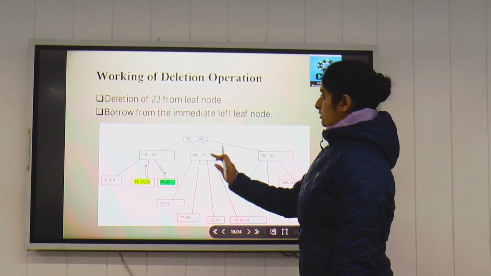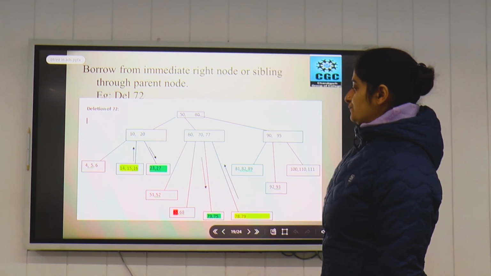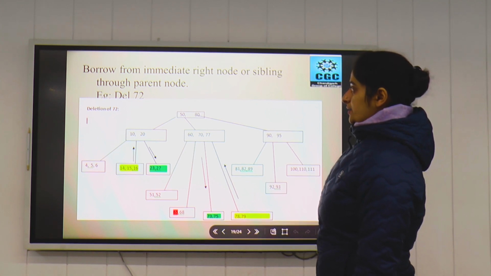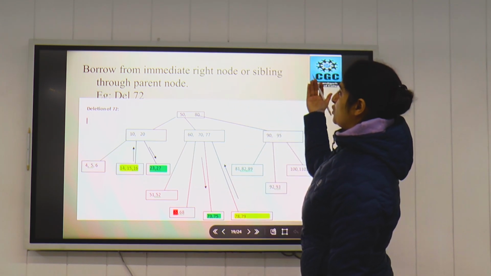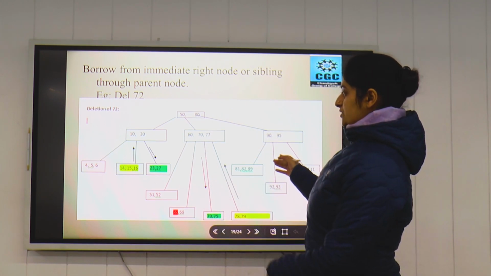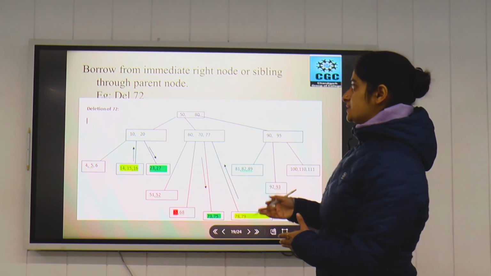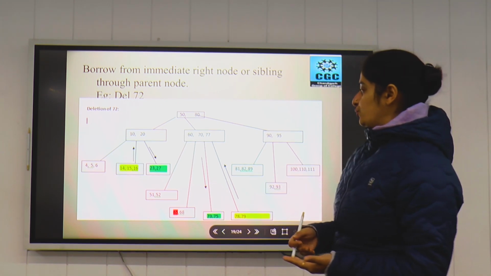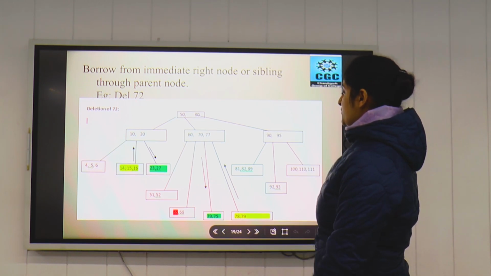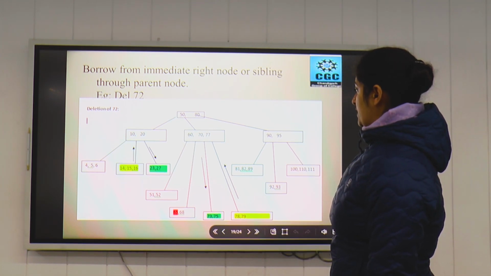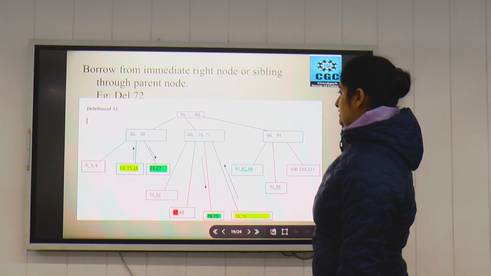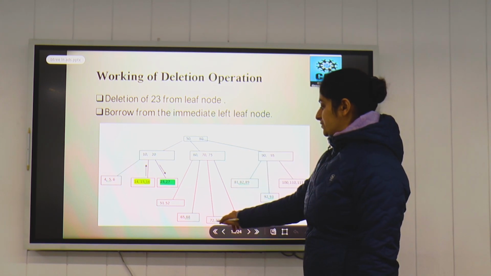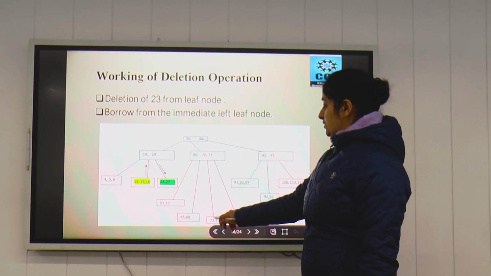So this is how the strategy is going to be performed if we would like to do the rearrangement of nodes. After this I come to know that this is how all the deletion of nodes is going to happen. Now, borrow from the immediate right node or sibling through the parent node. The second case I would like to discuss is when there is the need to opt for the immediate right node. What will happen in such a case? Suppose I have to delete the 72, right? In this slide you can see the 72 is here. Now I would like to delete this.